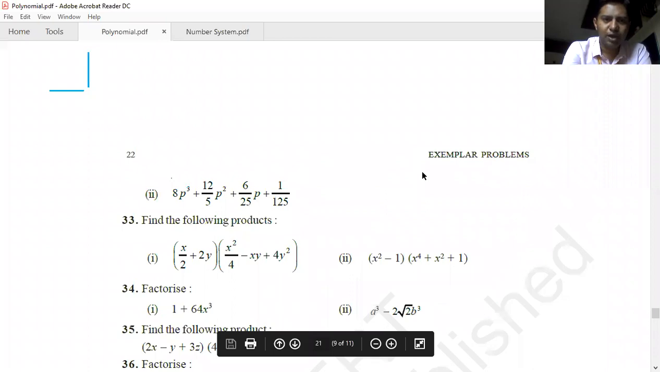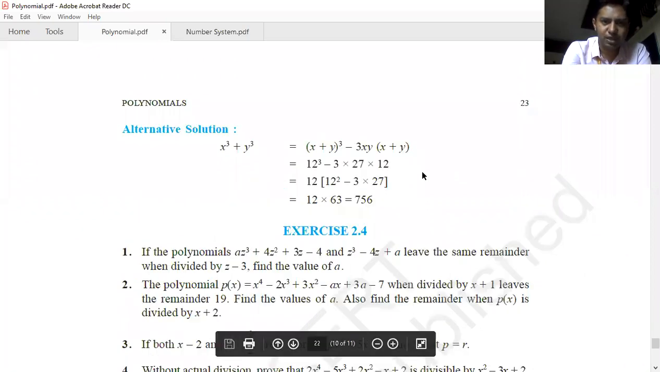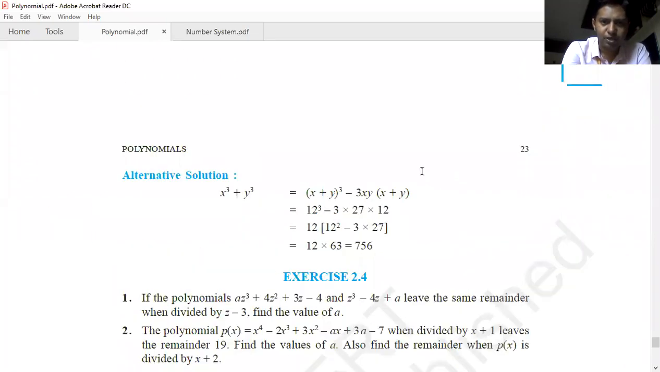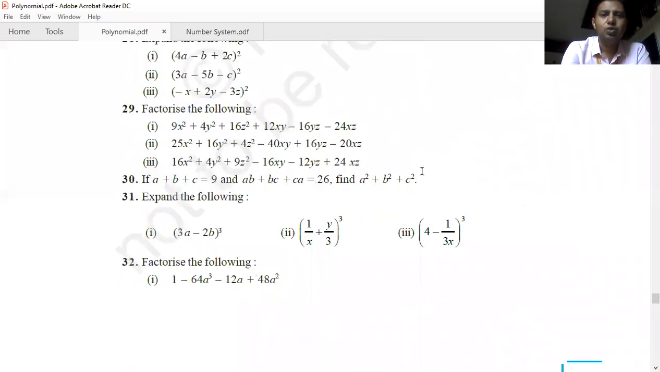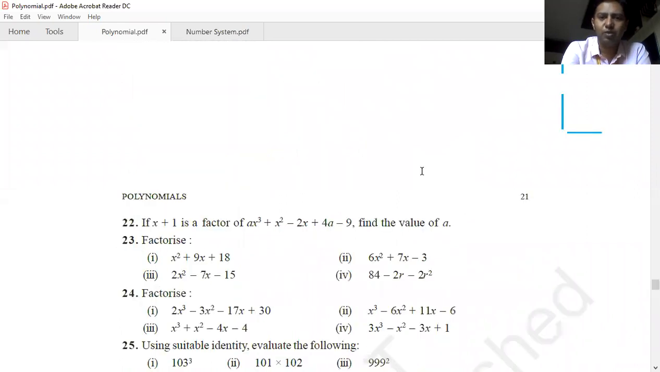We don't have examples for the same. I can show you the example. No, we don't have examples. So we'll get the value after equating the remainders.